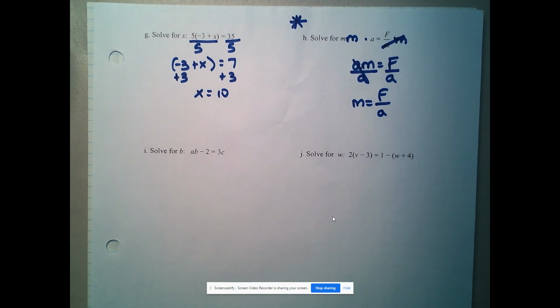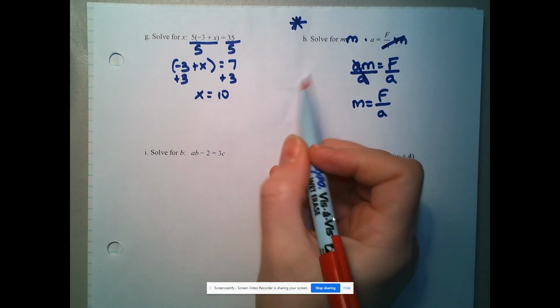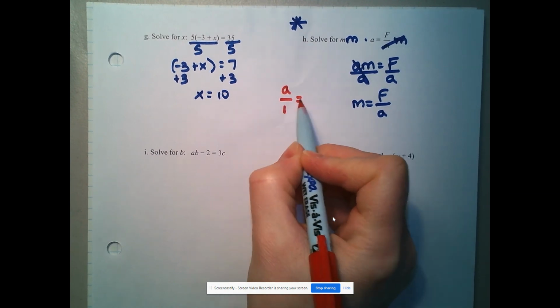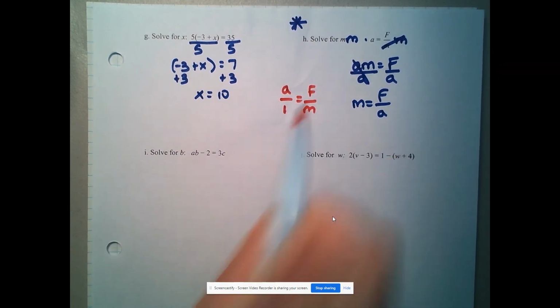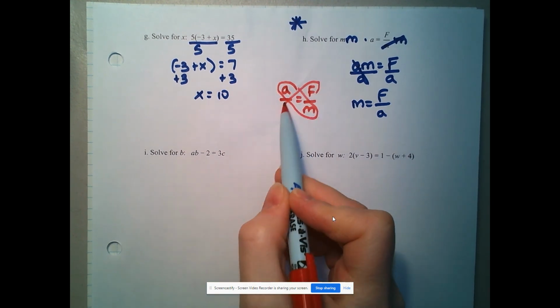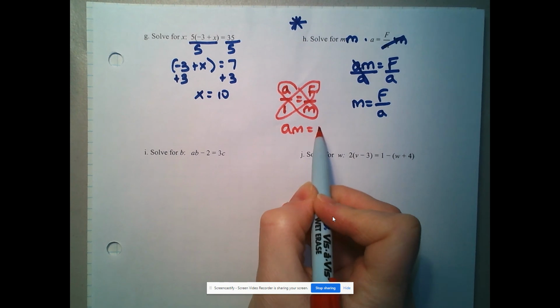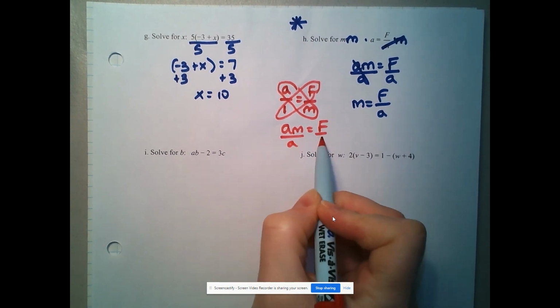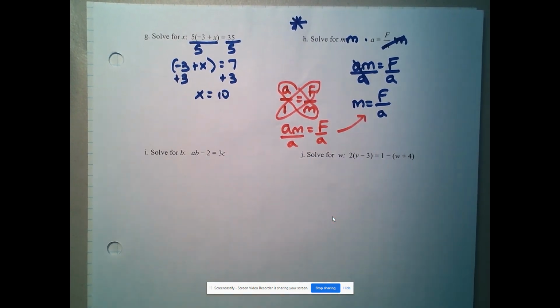Option number 2, and some people will take this, instead of a, put a over 1 equals f over m, and then you can solve it like a proportion. So you can do a times m equals f times 1, and then divide both sides by a, and you will get the same answer. So two very legitimate ways to solve equations with the variable in the denominator.